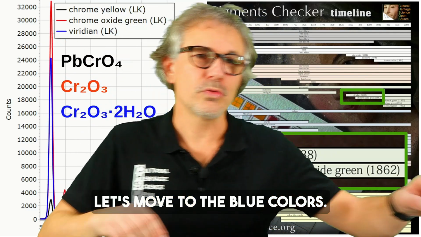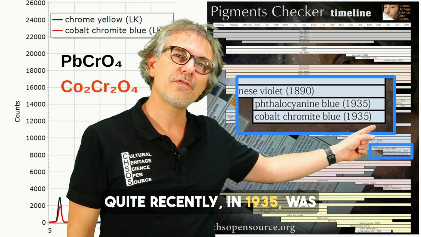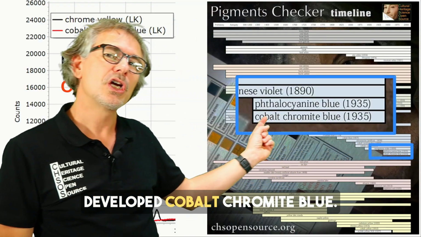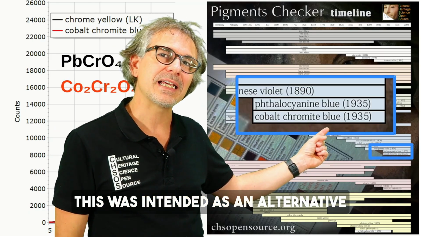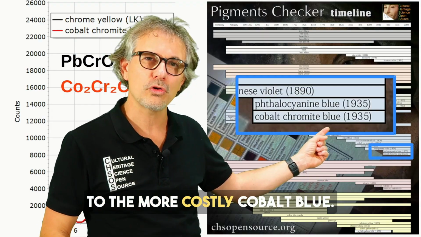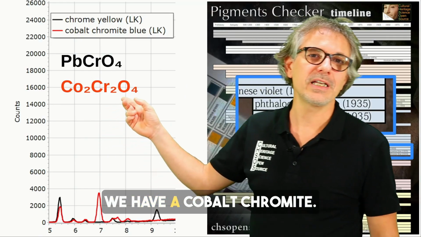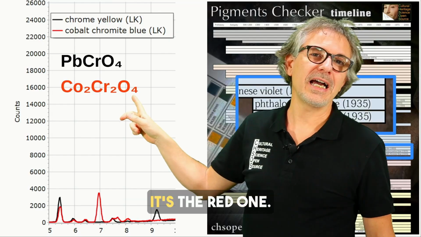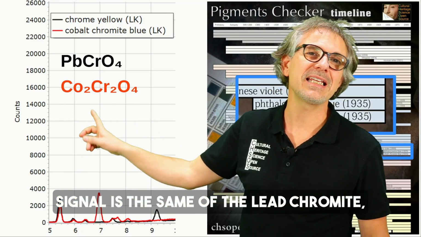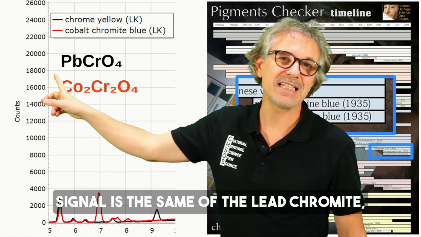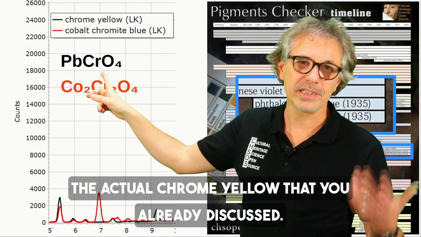Let's move to the blue colors. Quite recently, in 1935, cobalt chromite blue was developed. This was intended as an alternative to the more costly cobalt blue. This is the formula. We have a cobalt chromite, it's the red one, and in this case you see basically the signal is the same as the lead chromate, the actual chrome yellow that we already discussed.